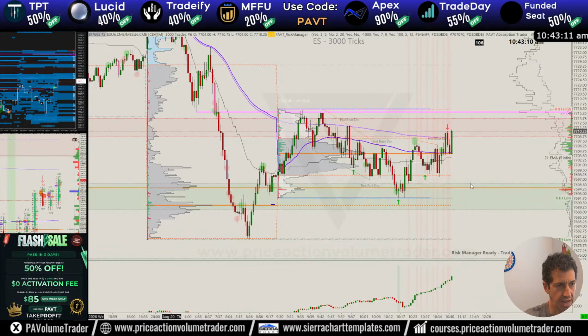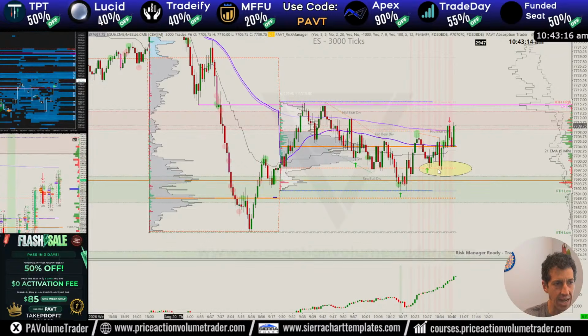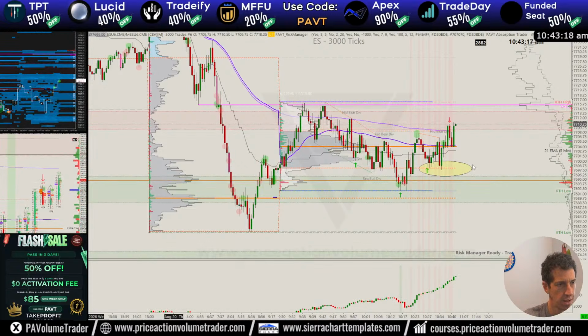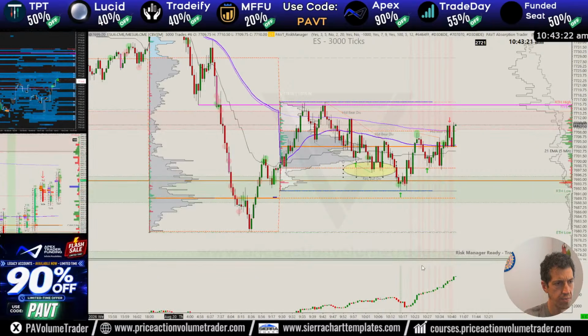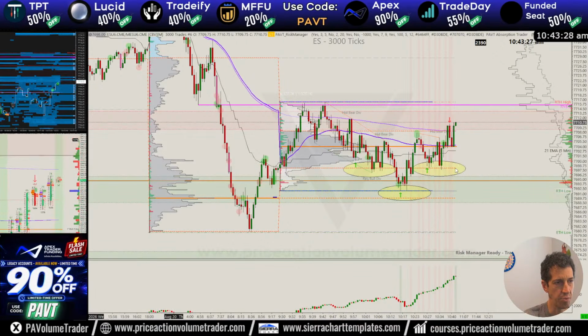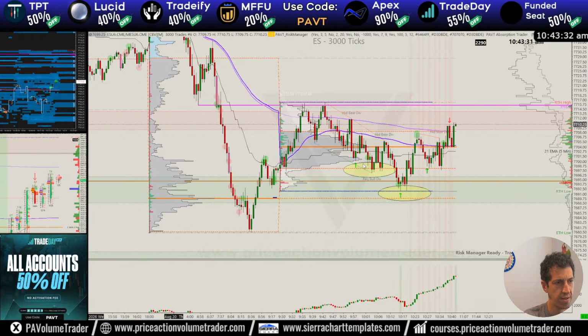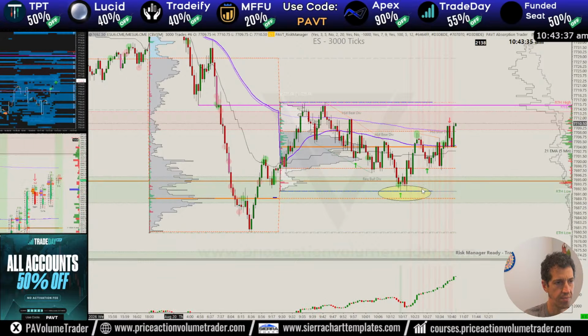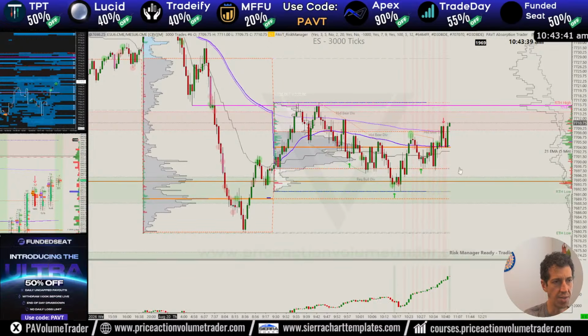This was a very nice setup. I know it's obviously in hindsight that I'm saying this, but this was an over-under pattern right here. We have the left shoulder, and then the pullback here, right at this low volume node area. And we have the little absorption firing right there. That was a very nice long signal right there.